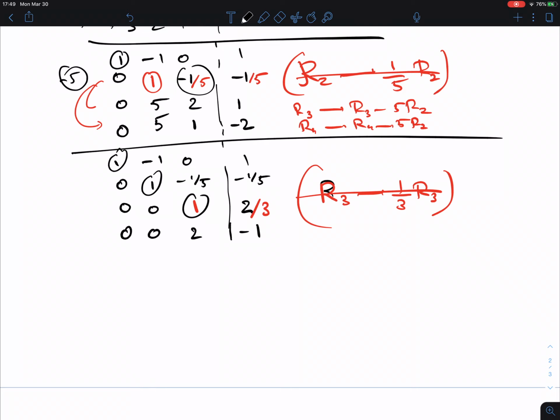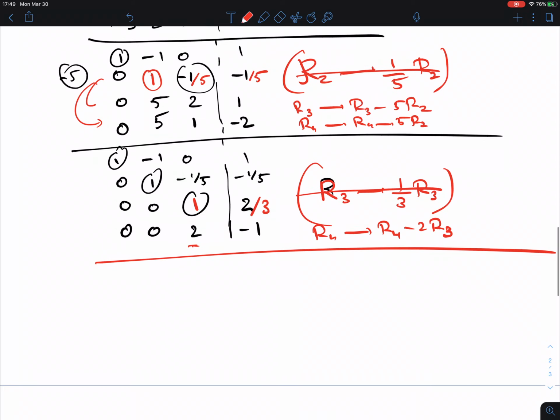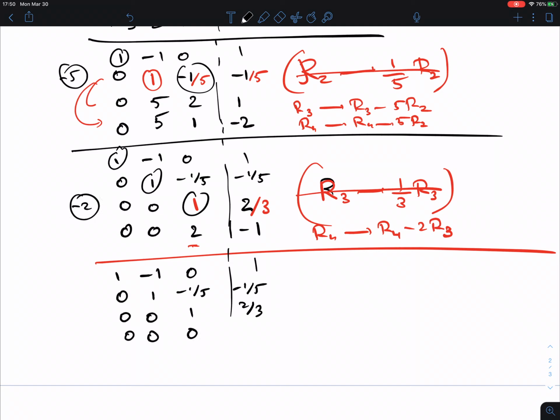We have now 1. So the row operation that I need to do to get a 0 in this spot is row 4. Replace row 4 by row 4 minus 2 times row 3. So I get 1, 1, minus 1, 0, 1, 0, 1, negative 1 fifth, negative 1 fifth, 0, 0, 1, 2 thirds, and 0, 0, 0. So I'm multiplying this with negative 2 and adding it up. So we get negative 4 thirds minus 1, that is negative 7 thirds. Okay, so we have our 3 pivots.